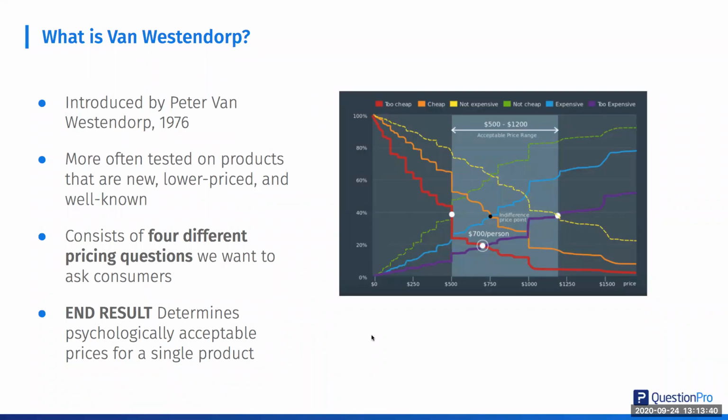It allows you to gauge consumer perceptions on the value of the product that you're selling, because the customers are always right, by determining psychologically what an acceptable price is for a single product or service. And by doing that, you can determine its price elasticity as well.